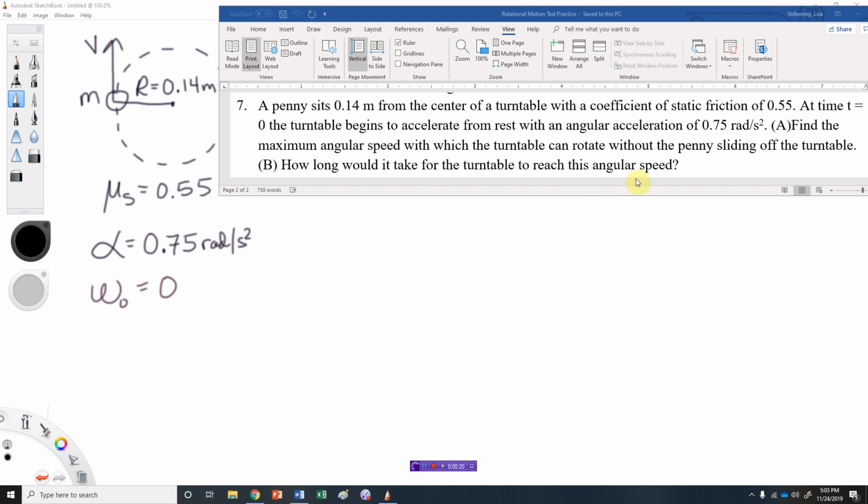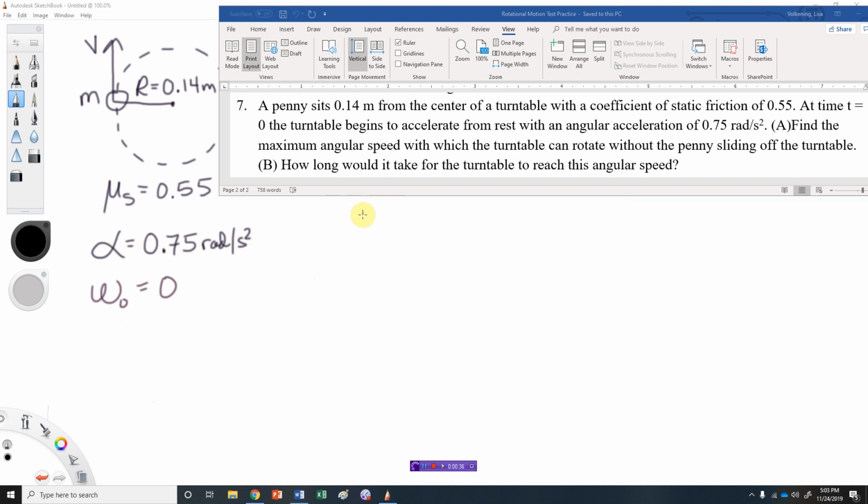squared. First, we want to find the maximum angular speed with which the turntable can rotate without the penny sliding off the turntable. And then we want to find out how long it would take for the turntable to reach this angular speed, given that it started from rest and it has an acceleration of 0.75 radians per second squared.